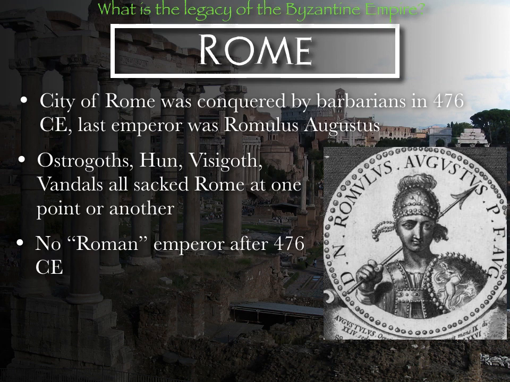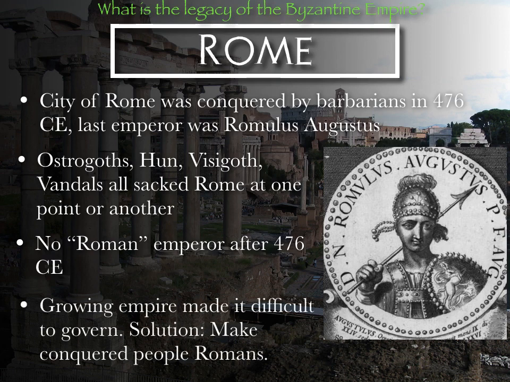And what makes it even more difficult to govern is the expansion of the empire. So what do the Romans decide to do as they conquer other peoples? Well, they decide that the best way to bring them into the empire is to make these conquered peoples Romans themselves. And for a long time this worked, up until the 5th century.